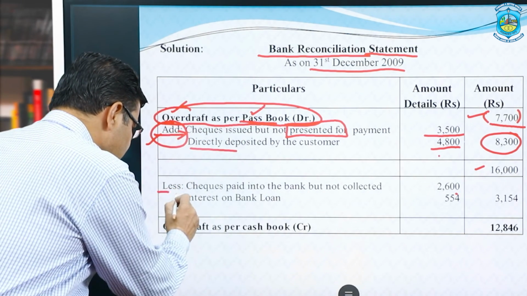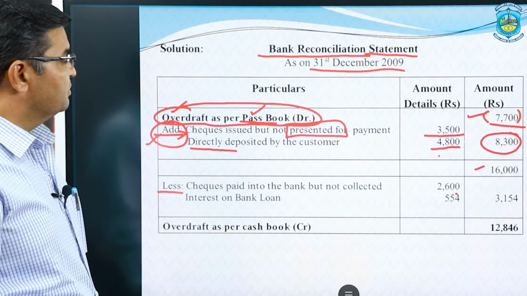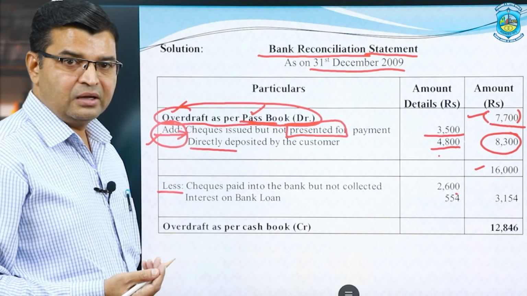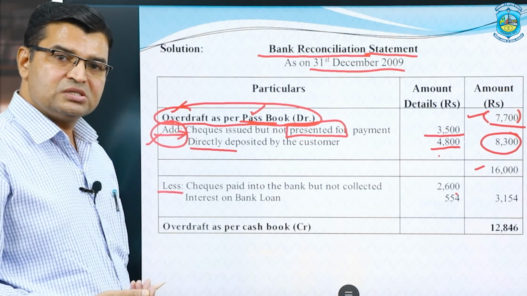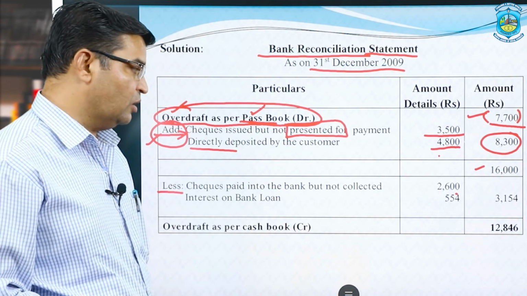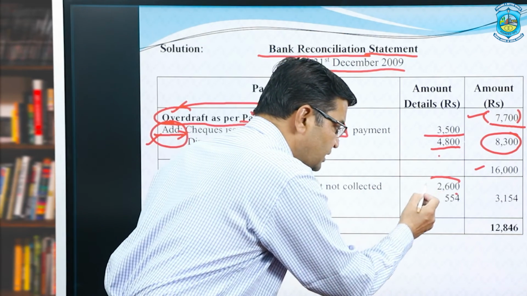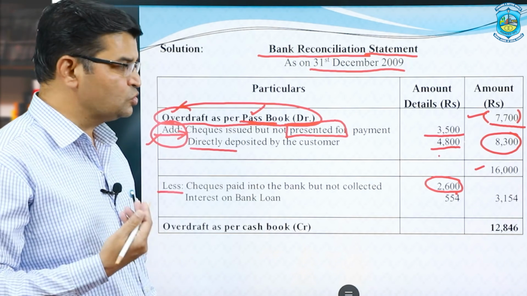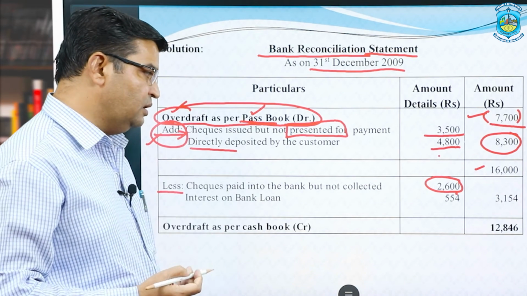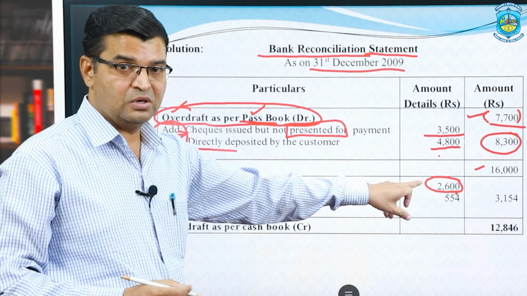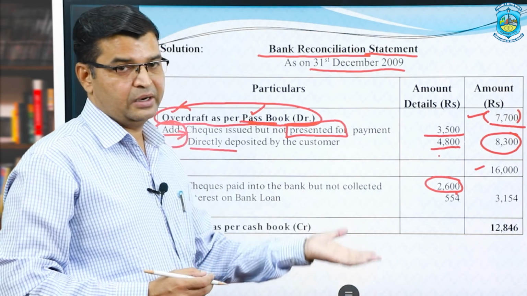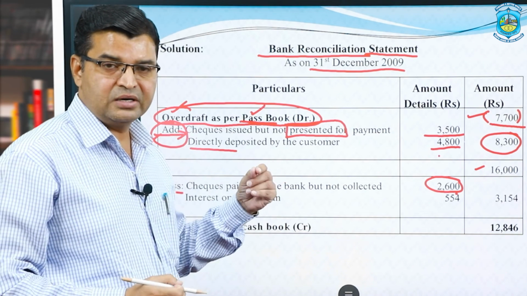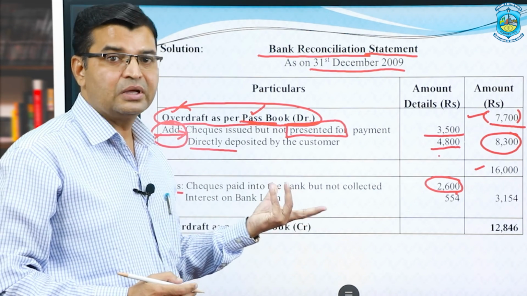Now next is checks paid into the bank but not collected. We deposited some checks in the bank, but unfortunately these checks have not been collected by the bank, or this money worth rupees 2,600 has not been credited or collected by the bank in our account. So our passbook has wrongly been reduced. And our cash book has been correctly increased because after receiving this check from one of our debtors, we must have already increased our cash book.